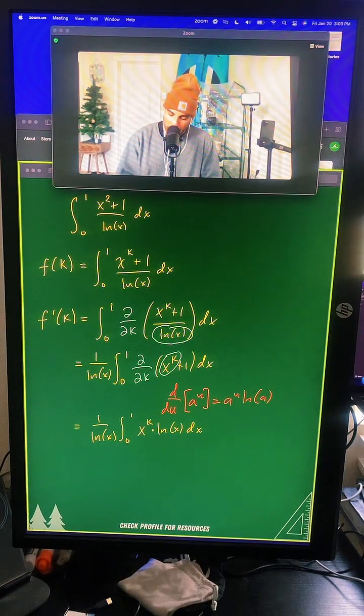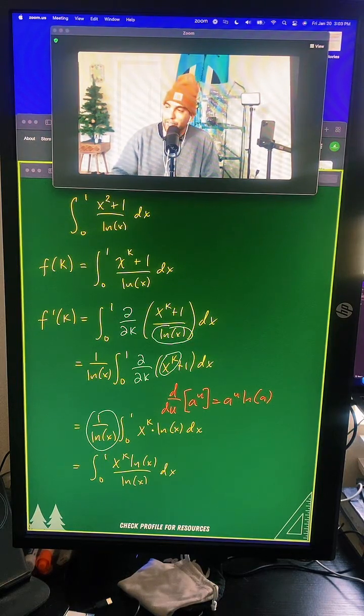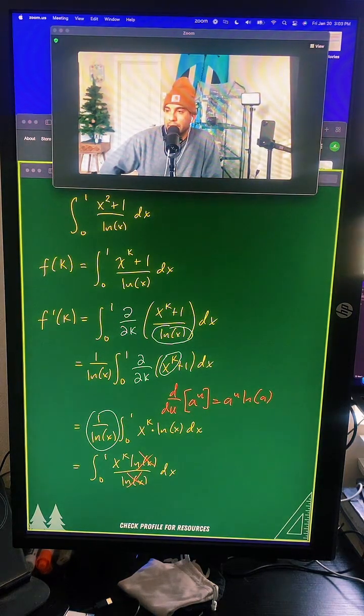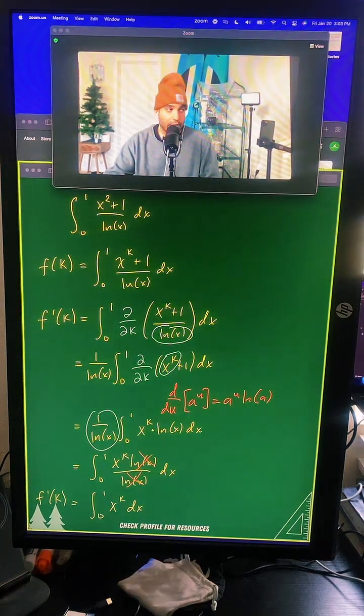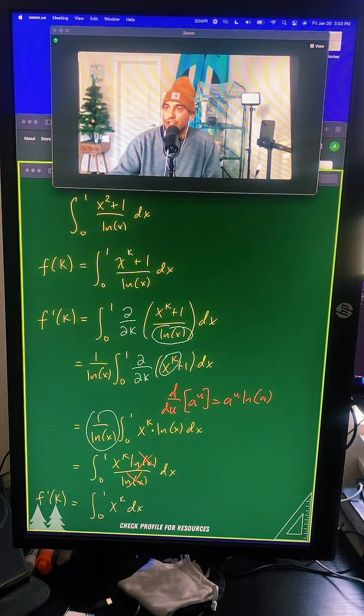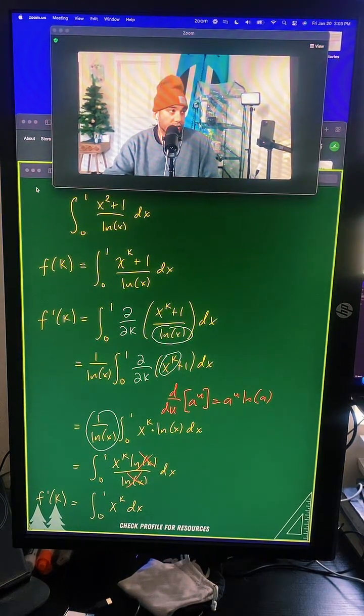All right, now let's go ahead and bring the 1 over natural log of x back inside. And let's make it 0 to 1, x to the power of k natural log of x over natural log of x dx. And this is the cool part about the Feynman integral. We are going to be able to cancel out the natural log of x. And look what I have now. I have the integral from 0 to 1 of x to the k dx. And don't forget, this is equal to the derivative of f in terms of k. We just started, and we're already making things sort of smaller here.